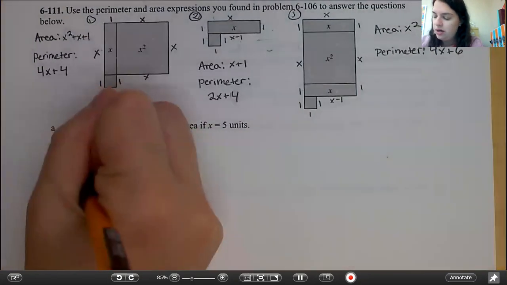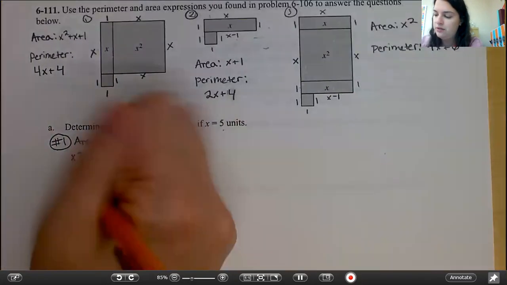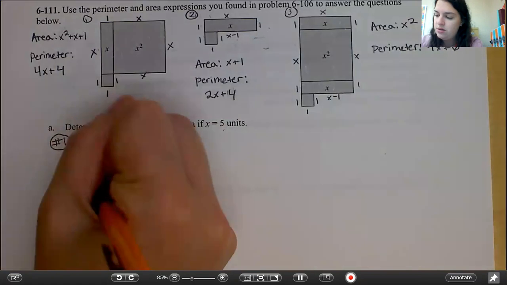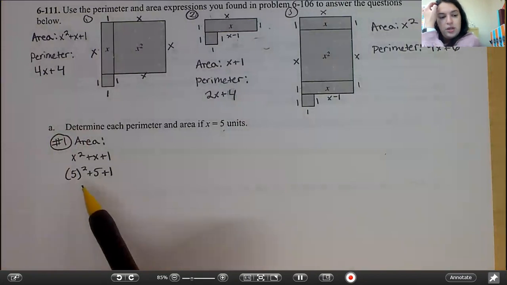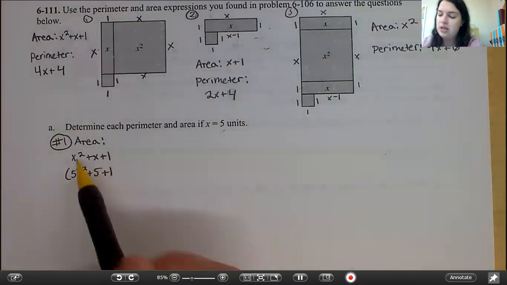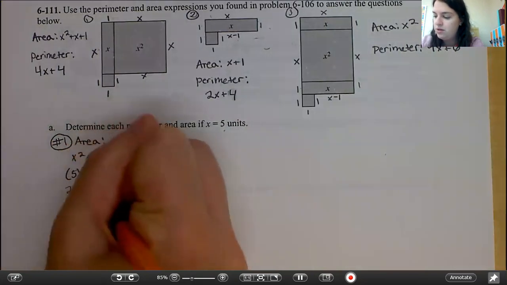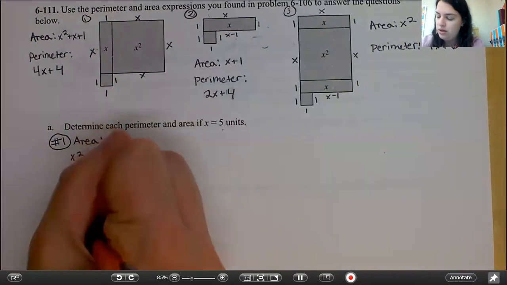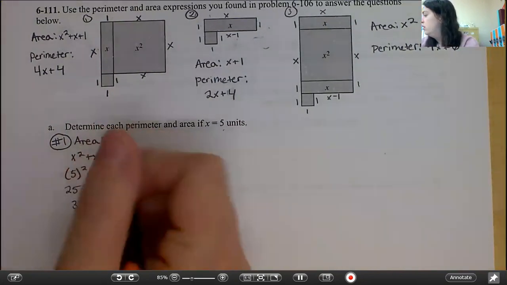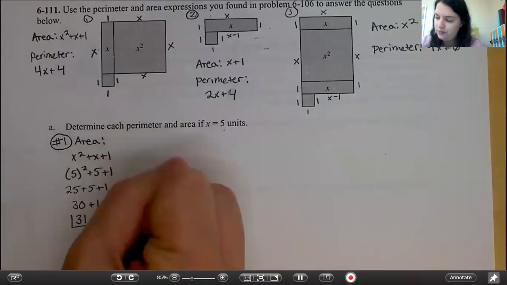I have x squared plus x plus 1. Every time I see an x, I'm substituting in a 5. 5 squared plus 5 plus 1. Now I just need to simplify using order of operations. 5 squared is the same as saying 5 times 5, which is 25, plus 5 plus 1. 25 plus 5 is 30, plus 1 is 31 units squared for our area.